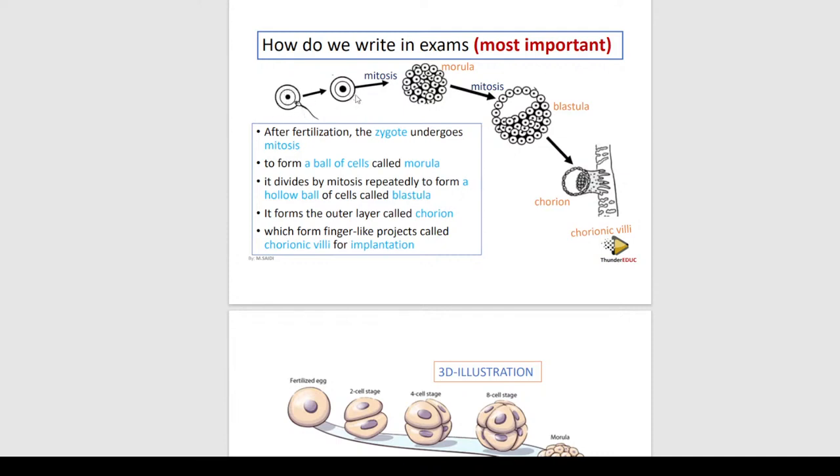fertilization. This is a zygote. It undergoes mitosis to form a ball of cells, which undergoes mitosis to form a hollow ball of cells. And then you tell them morula, blastula, and then forms the outer layer, which you call the chorion. The chorion forms finger-like projections, which form chorionic villi, and then they are used for implantation.